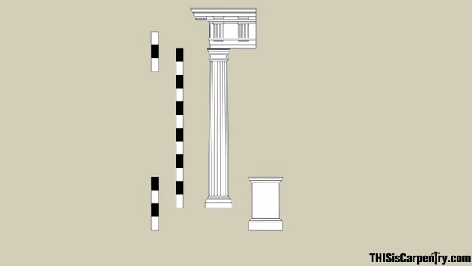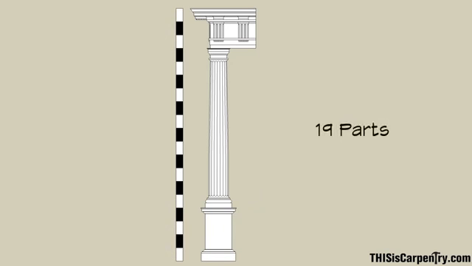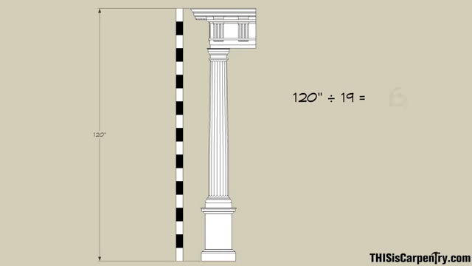When you put them all together, you come up with a total of 19 parts. 3 parts for the entablature, 12 parts for the column, and 4 parts for the pedestal. If you're starting with the same total height of 120 inches, start by dividing it by 19 to get the height of each part. 120 inches divided by 19 equals 6 5/16.